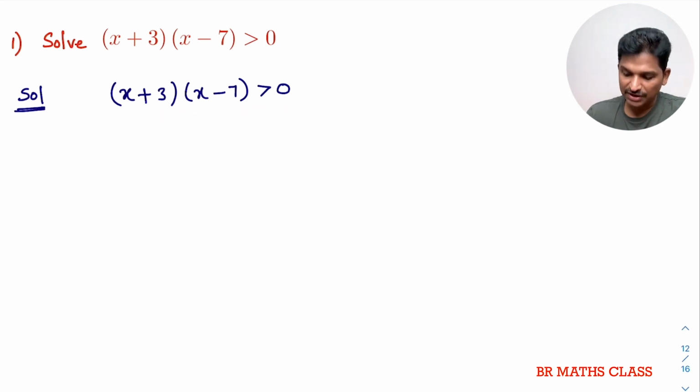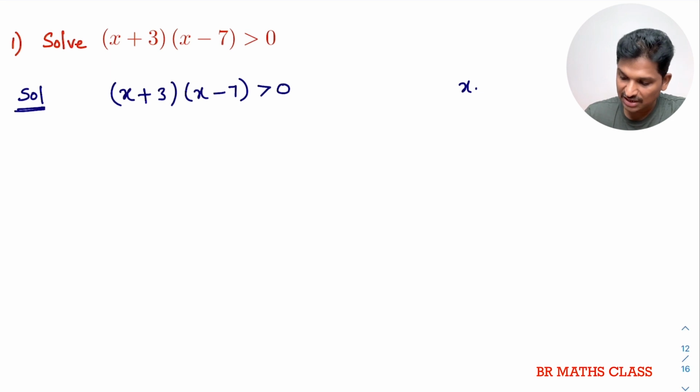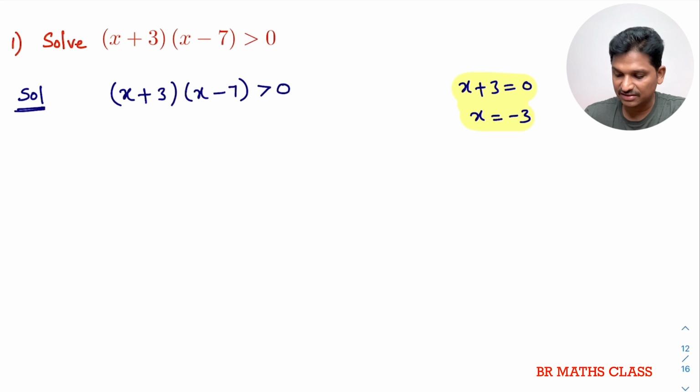In step 1 we will equate each factor to 0. x plus 3 equal to 0, then x is minus 3. From that you will get x equal to minus 3. Now the second one: x minus 7 equal to 0. Equate that to 0, and you will get x equal to 7. So I equated these linear factors to 0 and got x equal to minus 3 and x equal to 7.